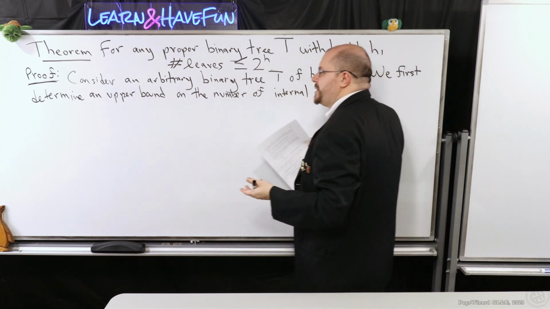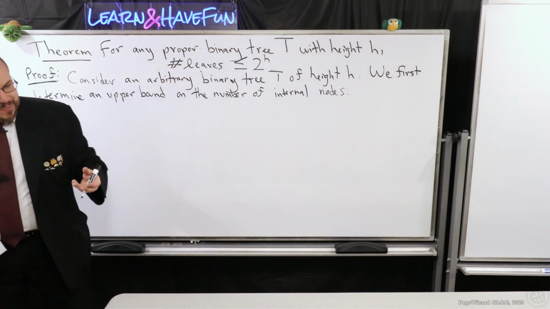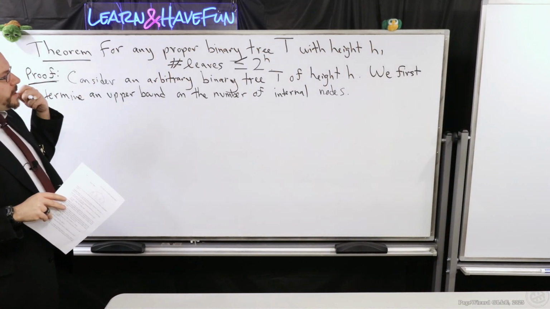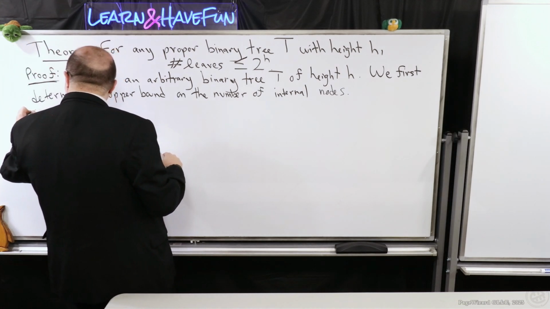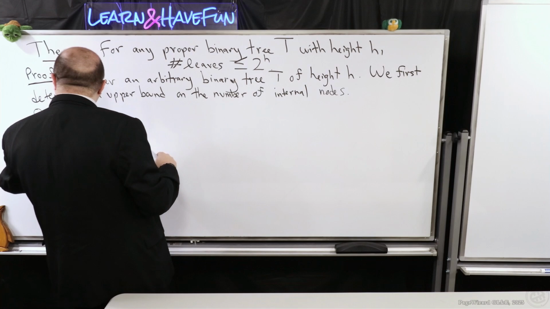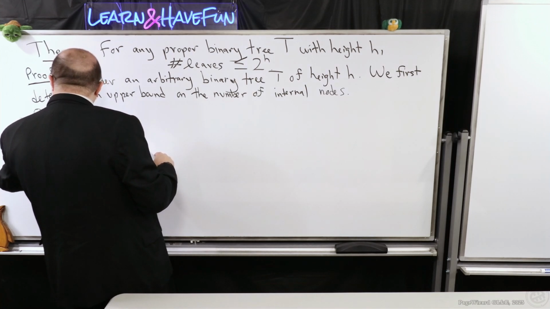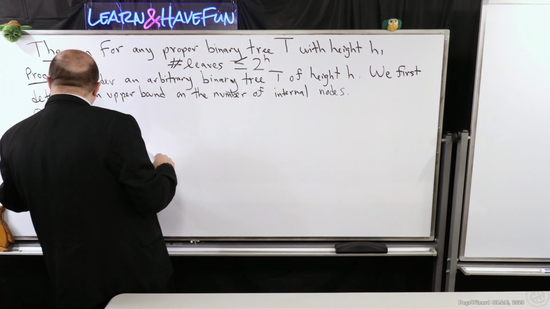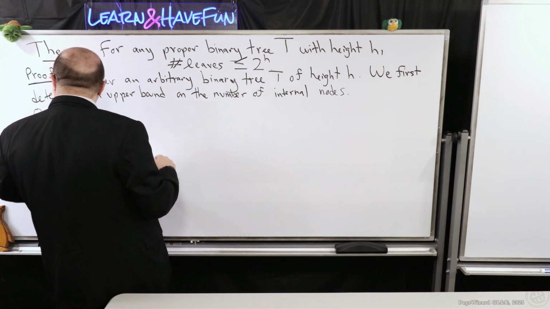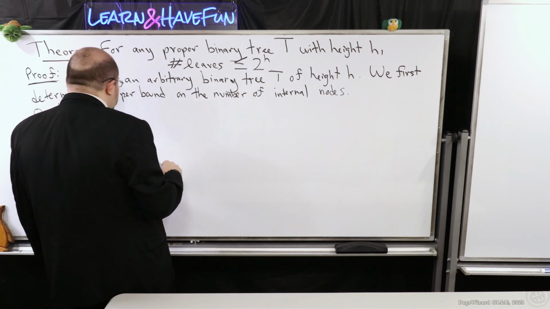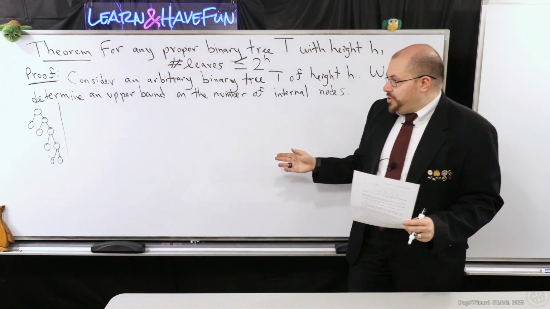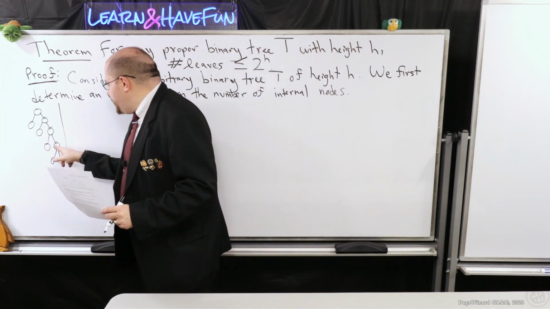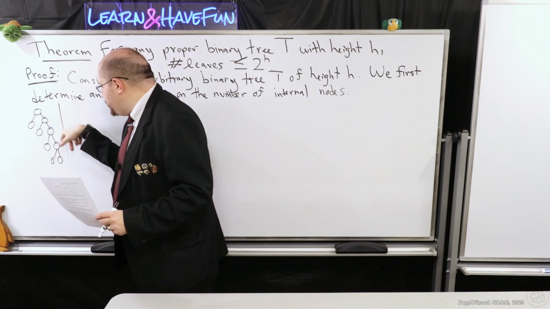So I want you to think a little bit about this, okay? So we want to determine a bound on the internal nodes. So I'm going to draw a little picture. Remember, this is just an example of a tree. It's just an example. This is not a proof. This is just an example, okay? So here's a picture of a proper binary tree, right? The way we know is that if you look at any one of the internal nodes, they have exactly 2 children.